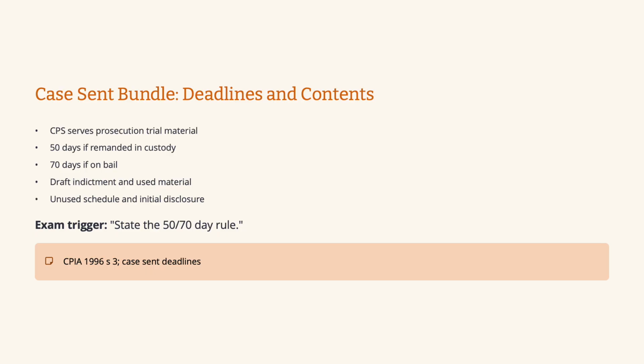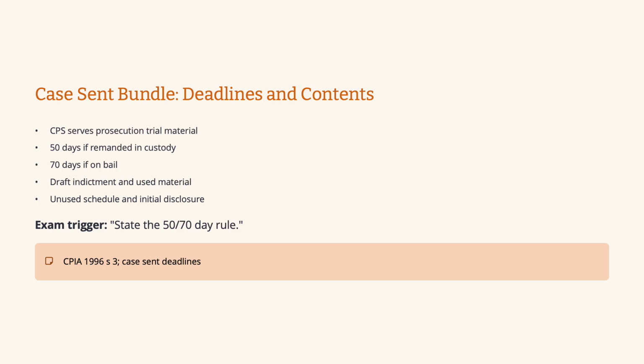So what's included in the case sent bundle? First, draft indictment, the formal charging document for Crown Court. Second, all used material, evidence the prosecution intends to rely on at trial. This includes witness statements, exhibits, forensic reports, and digital evidence. Third, a schedule of unused material with initial disclosure under CPIA Section 3. This identifies material the prosecution holds but is not using, disclosing anything that might undermine their case or assist the defense.